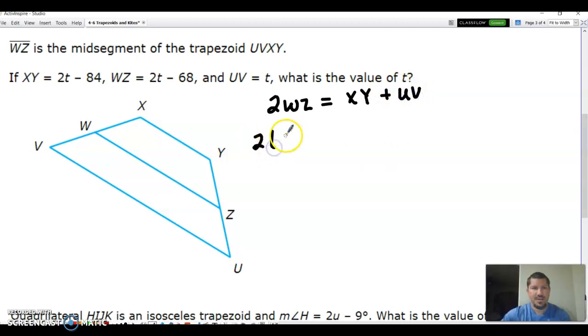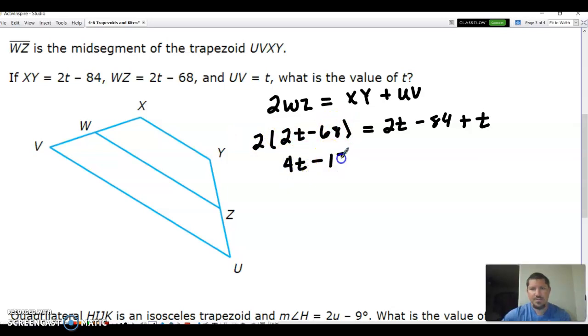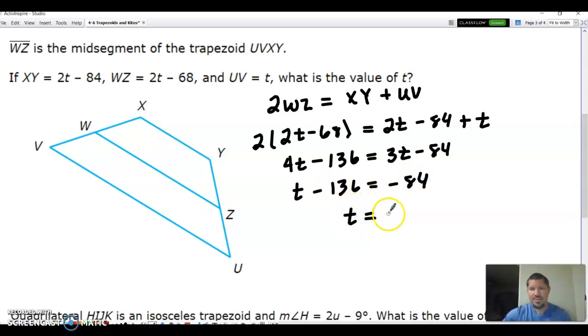Okay, so 2 times WZ, which is 2t minus 68, is equal to XY, which is 2t minus 84 plus t. Okay, so we'll distribute. So that's going to give us 4t minus 136, add the t's together, equals 3t minus 84. Subtract 3t gives me t over here, minus 136 equals negative 84, add 136, so t is going to be equal to 52.